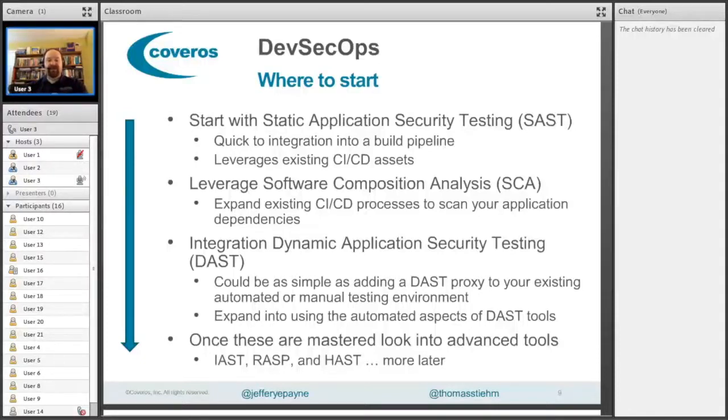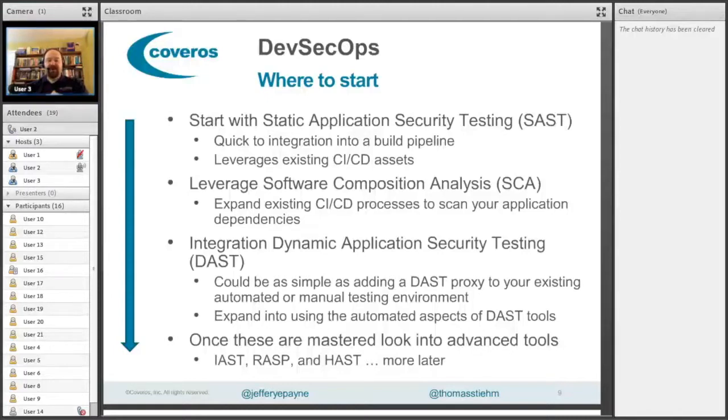Next, we then factor in usually software composition analysis. And again, this can be part of the process that you already have. It's just another stage in your build pipeline that you use to analyze the libraries that you're using and give you information on anything that might have known security vulnerabilities built into it.